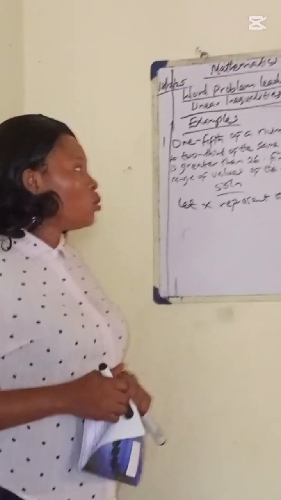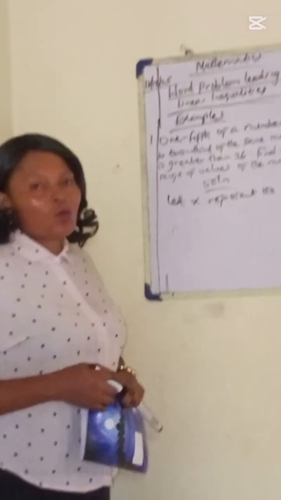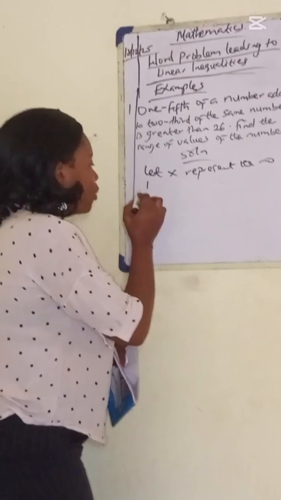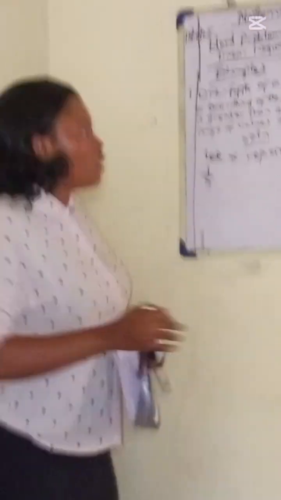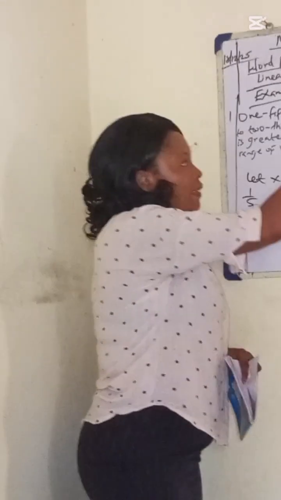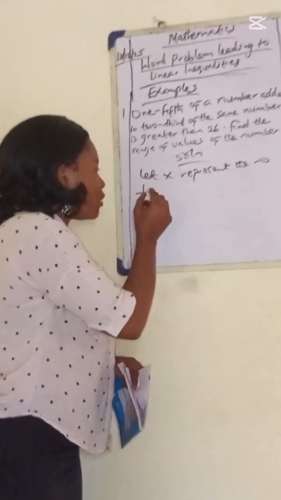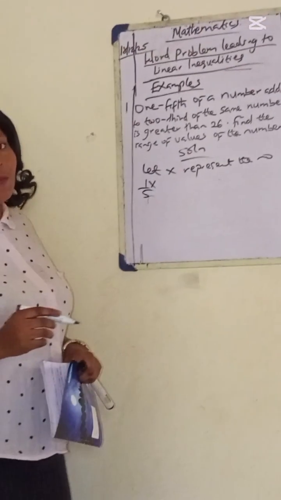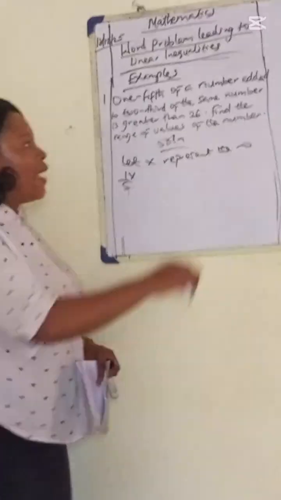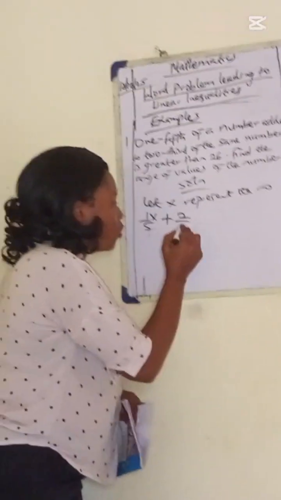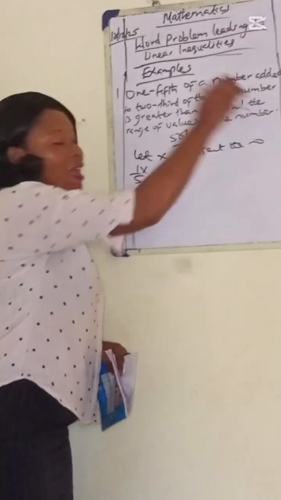So the next thing I'm going to look at now, go back to the question. The question says 1/5 of a number. So 1/5 is what? 1 all over what? 5. 1/5 of a number. That number is what I've assumed to be x. So I'm going to put my x here. That is the 1/5 of a number. Added is plus sign. Added to 2/3, 2 all over 3 of the same number.